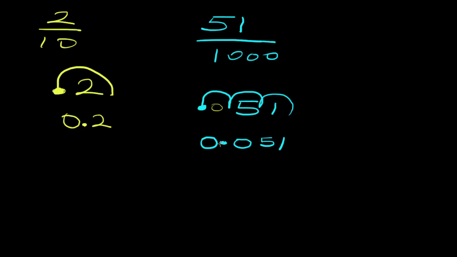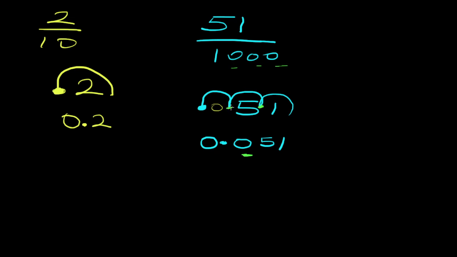We don't want to start the number with just the point. So let's introduce 0 before the point and then 051. Now again, where did we get the 0 from? Remember, there were 3 zeros in the denominator. So we made 3 jumps. First jump landed here, and then we jumped again, second jump here.